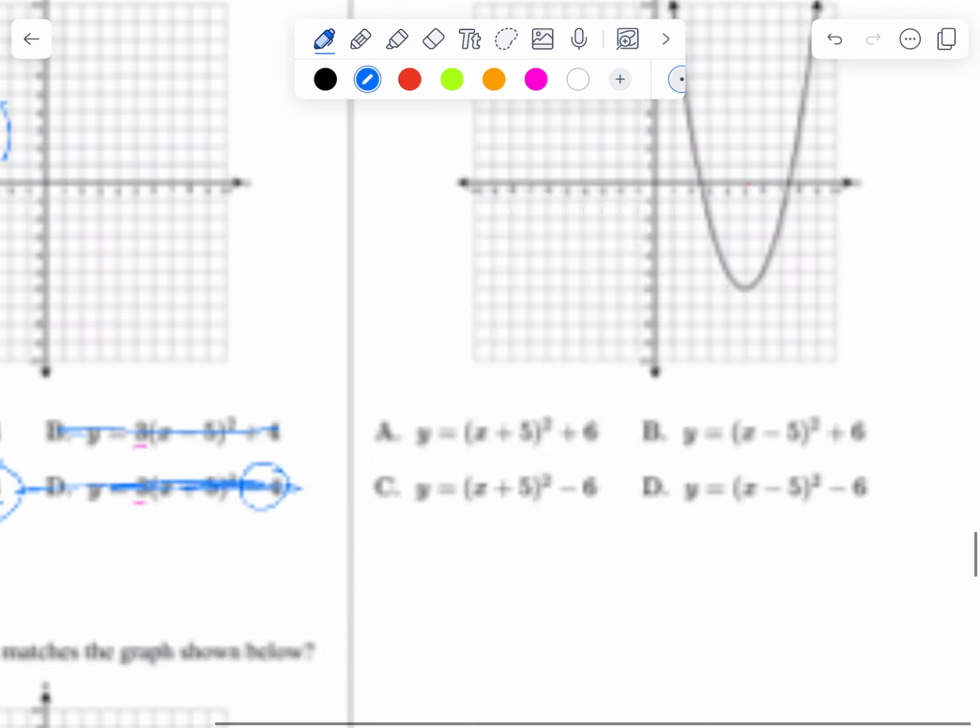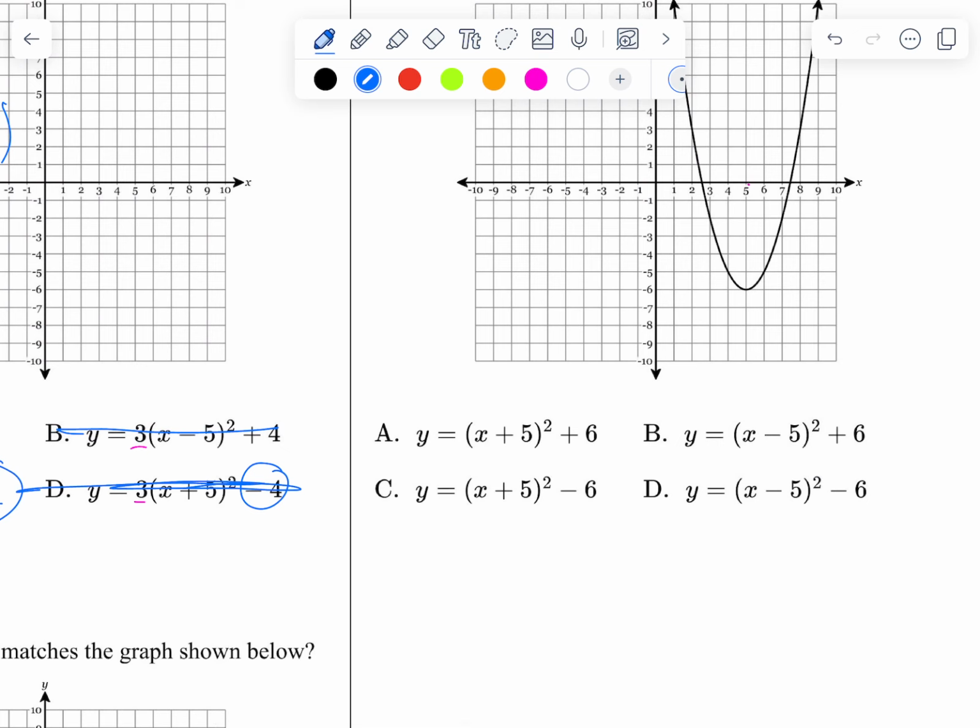It is smiling, so the A number has to be positive. There is no A number shown, but really there is. On all of these, it's 1, but it's positive for each one of them. So now I'm looking at the vertex because it's in vertex form. This is at 5, comma, negative 6. So I'm looking for x minus 5 squared minus 6. So this one has plus, that one's out, plus 5, that's out. Two have minus 5, but I'm looking for the one that has the negative 6 with it. So this one's out. All right, so that should take care of this one.